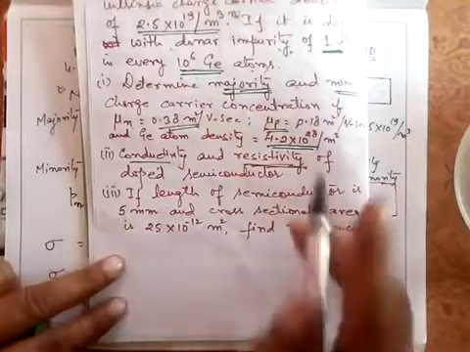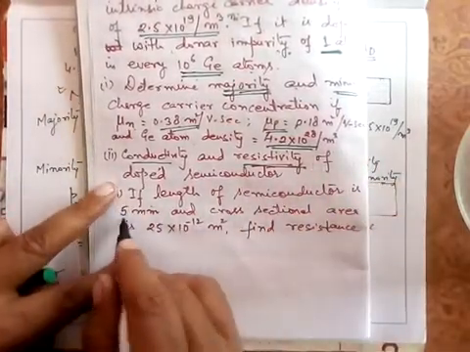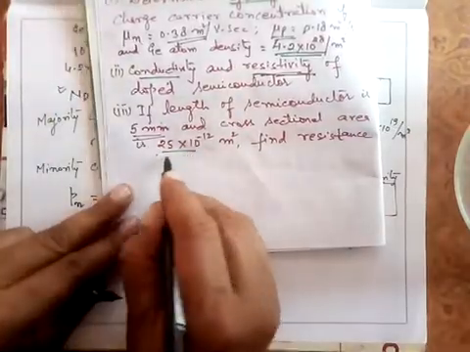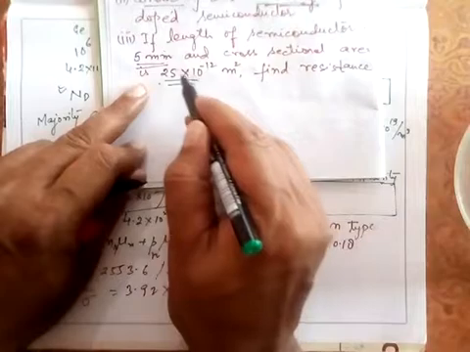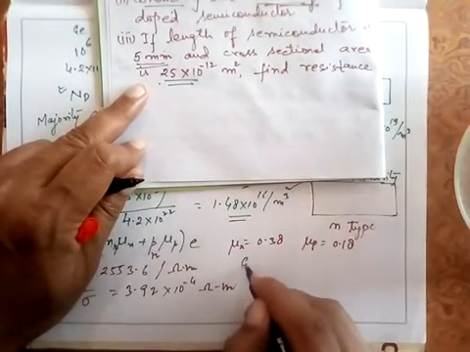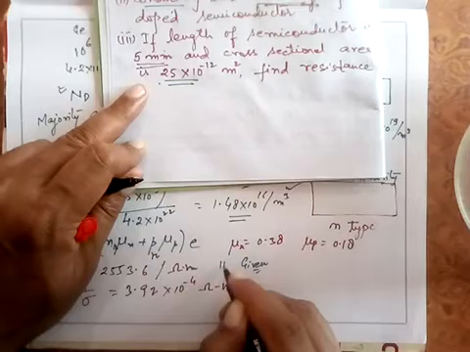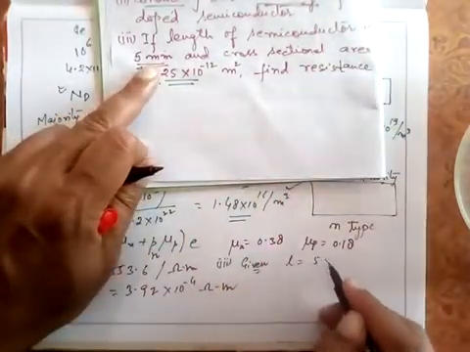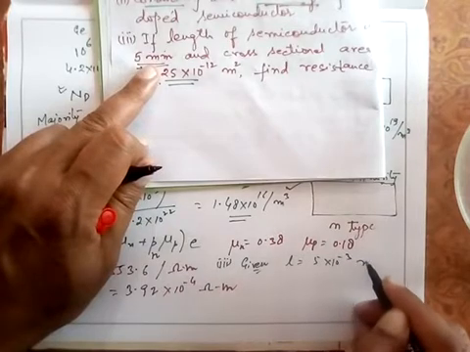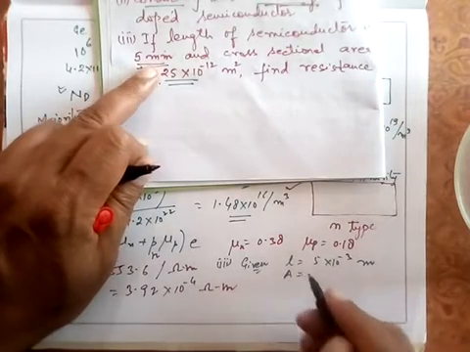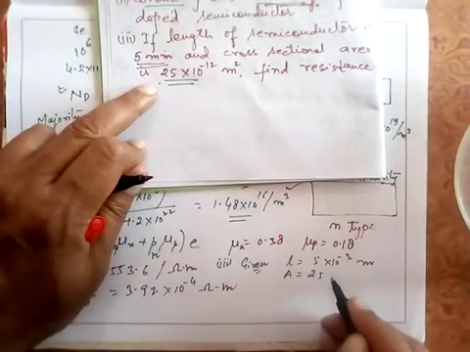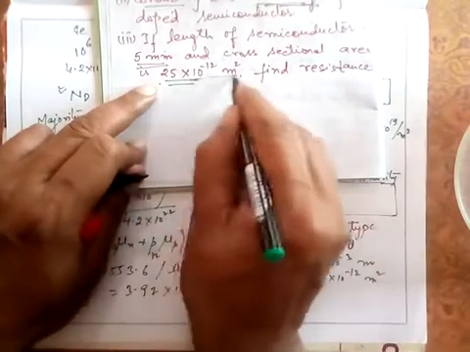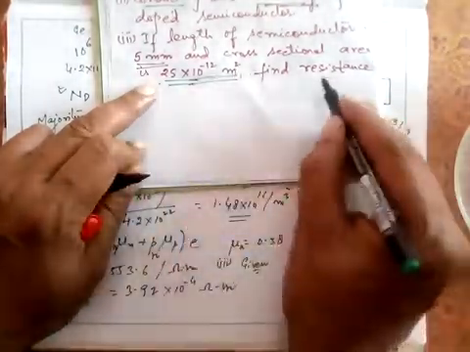Next part of the problem. If the length of the semiconductor is this much and the cross-sectional area is this, see what is given to you. This is the third part of the problem. The length is 5 millimeter, L is 5 into 10 to the power minus 3 meter. And the cross-sectional area is given to you as 25 into 10 to the power minus 12 meter square. Determine the resistance.